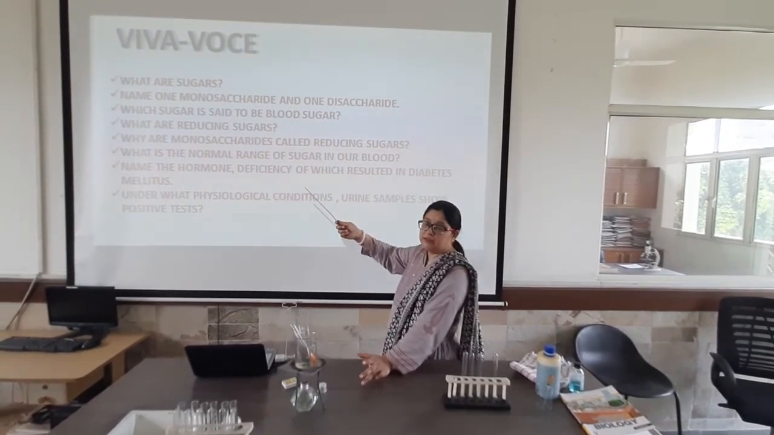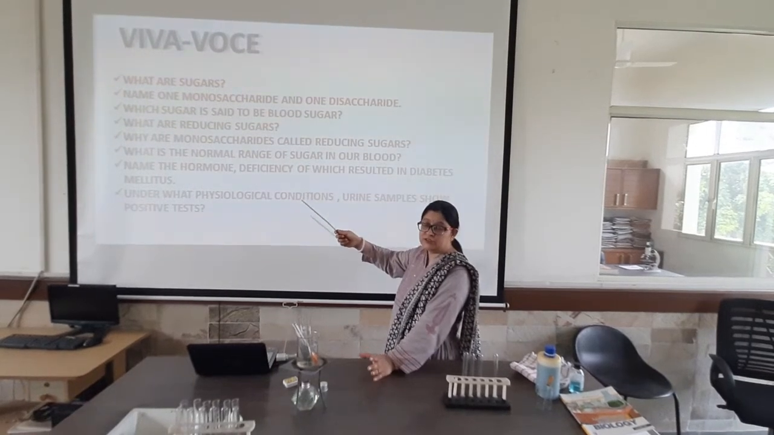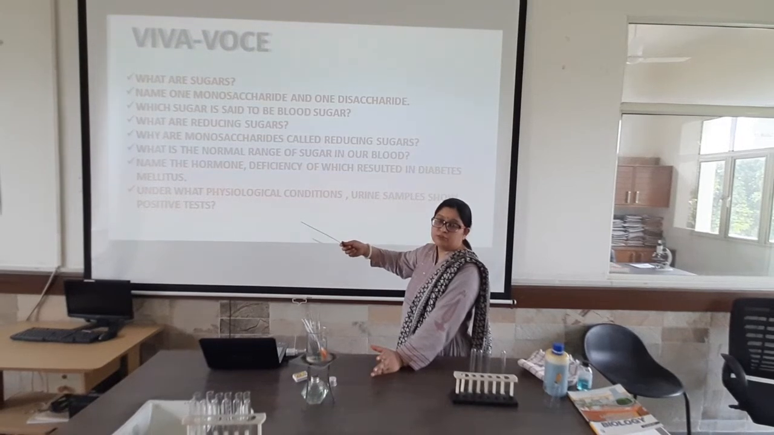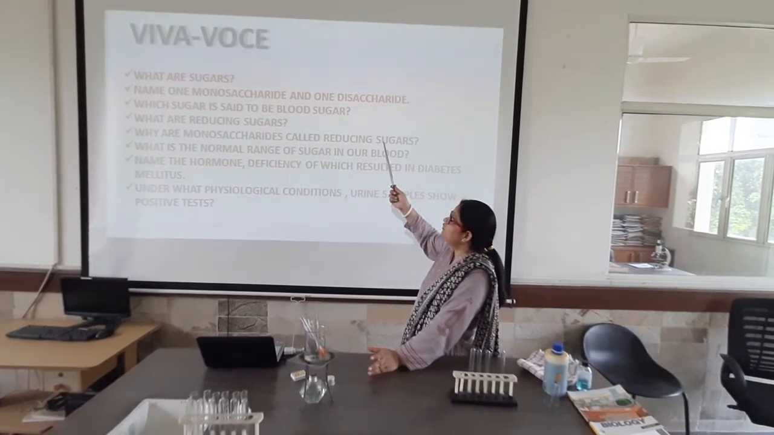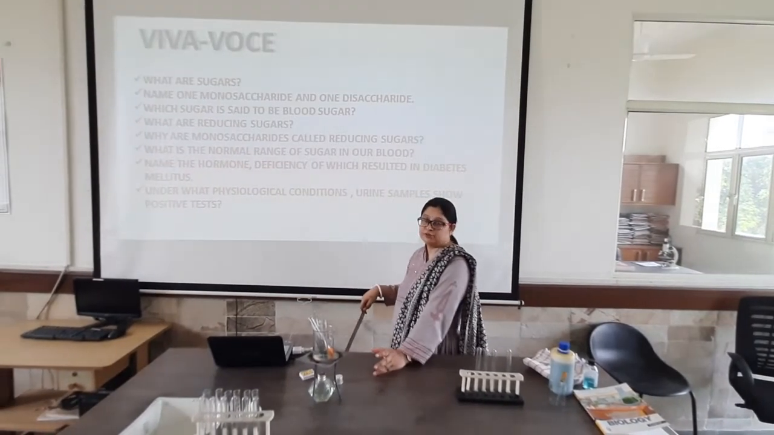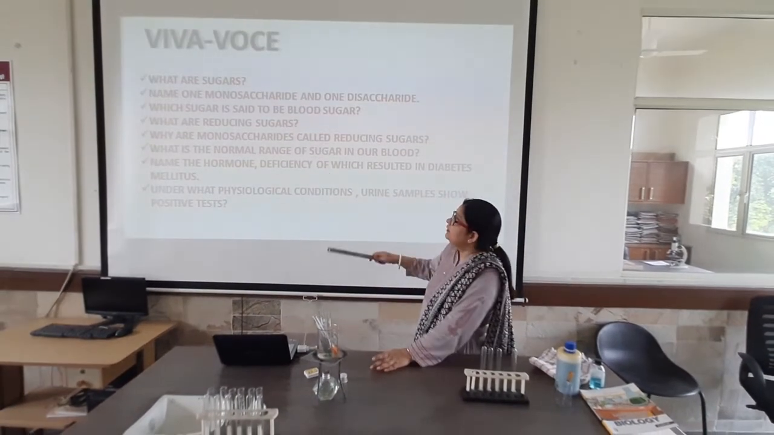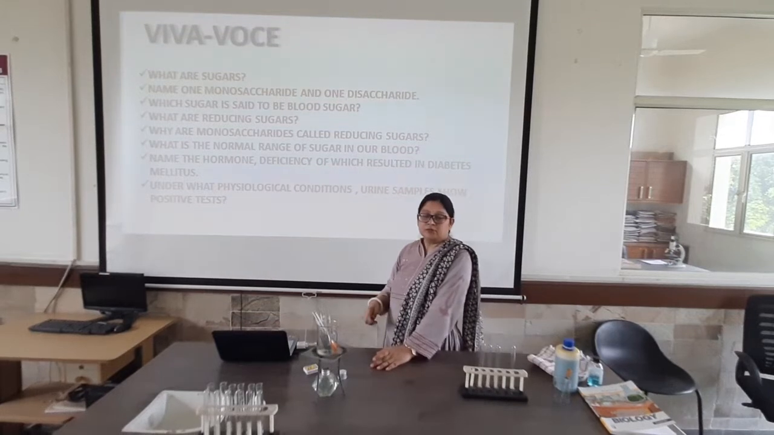What are monosaccharides? The monomer, you can say the simplest sugar. For example, glucose is a monosaccharide, fructose is a monosaccharide. Similarly, if we talk about disaccharides, sucrose, the table sugar, is a disaccharide. Lactose is a disaccharide. Now, what are reducing sugars?